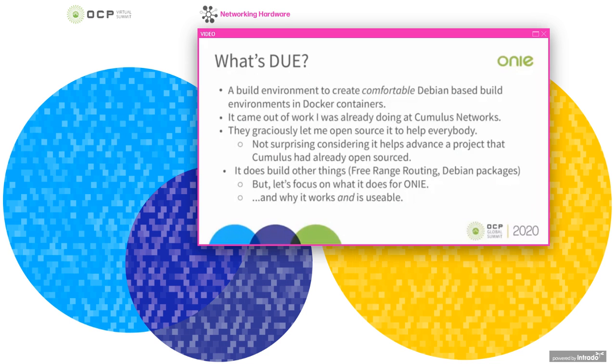So it's a build environment to create comfortable Debian-based build environments and Docker containers. This came out of work I was already doing at Cumulus Networks, and they graciously let me open source it to help everybody out, which is not surprising because this helps out a program that they had already open sourced. It does build some other projects like FRRouting and Debian packages, but this being an ONIE talk, let's focus on what it can do for ONIE, why it works, and why it's usable.